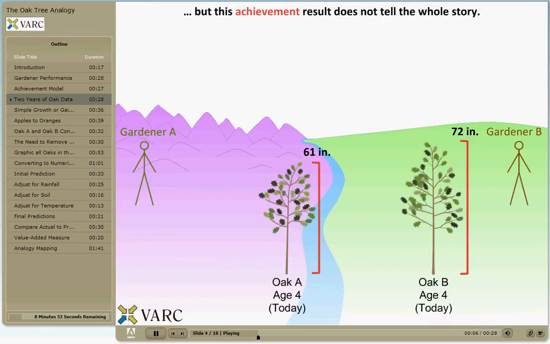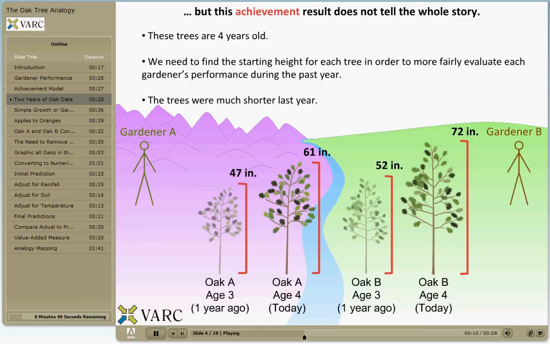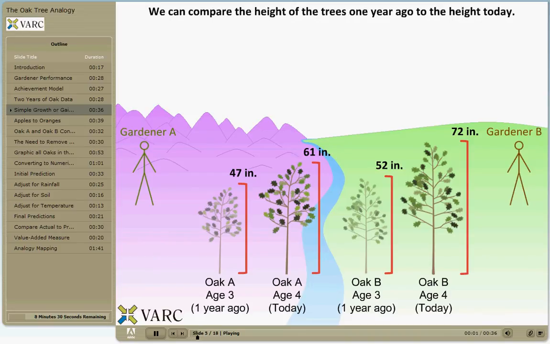These gardeners did not start with acorns. The trees are 4 years old at this point in time. We need to find the starting height for each tree in order to more fairly evaluate each gardener's performance during the past year. Looking back at our yearly record, we can see that the trees were much shorter last year. We can compare the height of the trees 1 year ago to the height today.